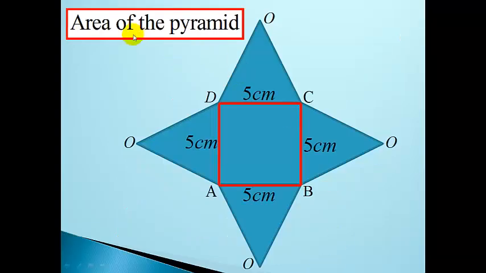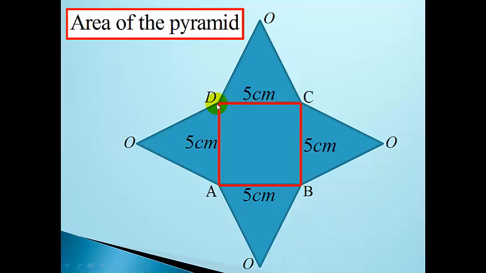Now, let's look at the area of the pyramid. We said that the area of the pyramid is equal to the area of the net, and this is the net of the pyramid. That is when we carefully dismantle the pyramid. This is the shape we are going to form, and we call this the net of the pyramid.